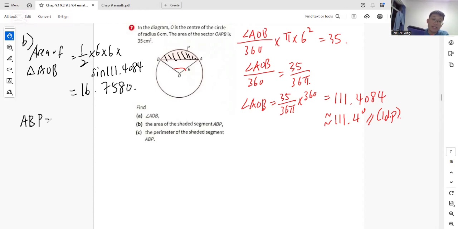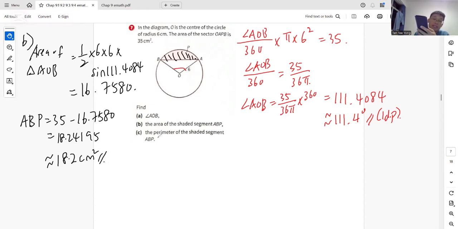So ABP is equal to 35 minus 16.7580. Okay, so that will give me 18.24195. So round off, 18.2 cm squared. Yep, so this is the area of the shaded segment ABP.